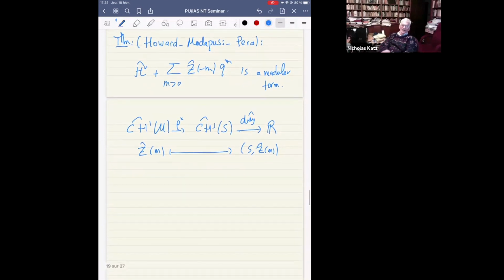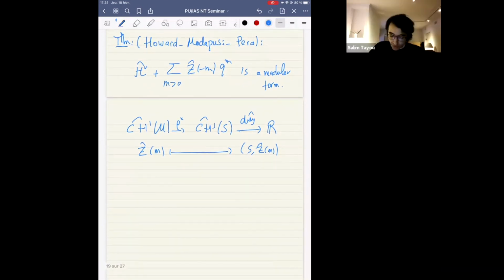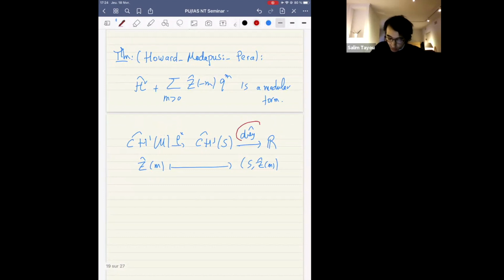So where are you using everywhere good reduction? To construct this degree map. It's basically the product formula. If we miss some places, then there's no well-defined degree map to R.